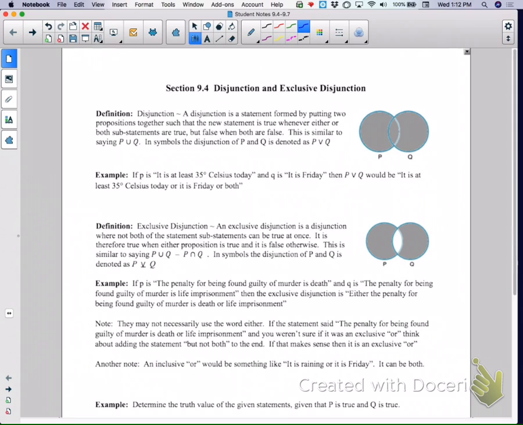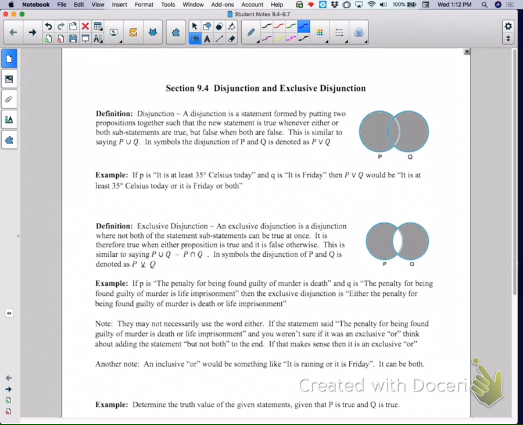So first definition here is disjunction. A disjunction is a statement that is formed by putting two propositions together such that the new statement is true whenever either or both substatements are true, but false if both are false. So in this case, the only time the overall statement is going to be false is if both of them are false. So this would be similar to saying P union Q. And the symbol that you use there kind of looks like a U. That's how I've been trying to remember it.